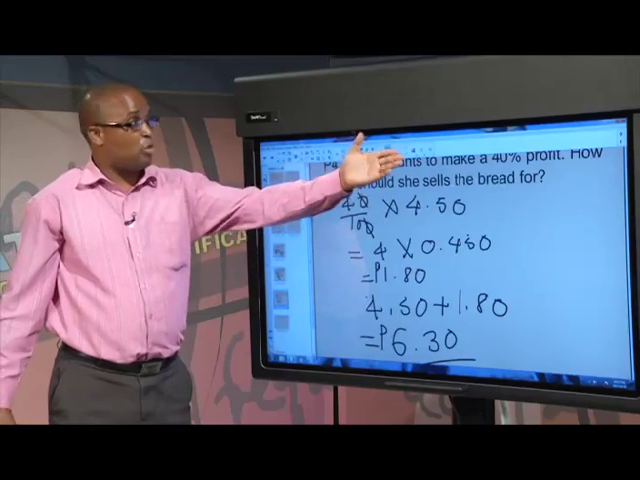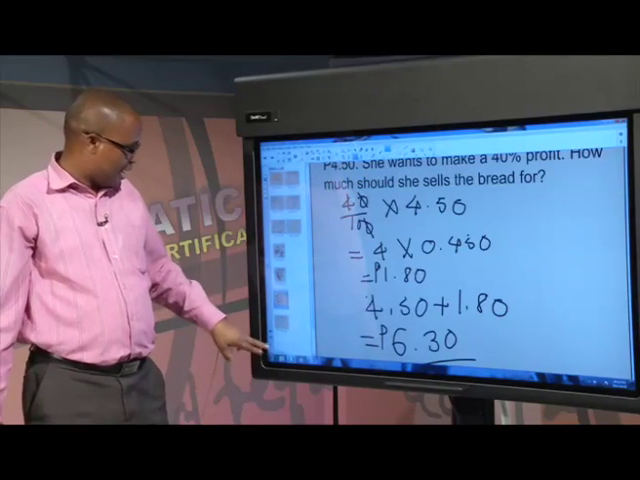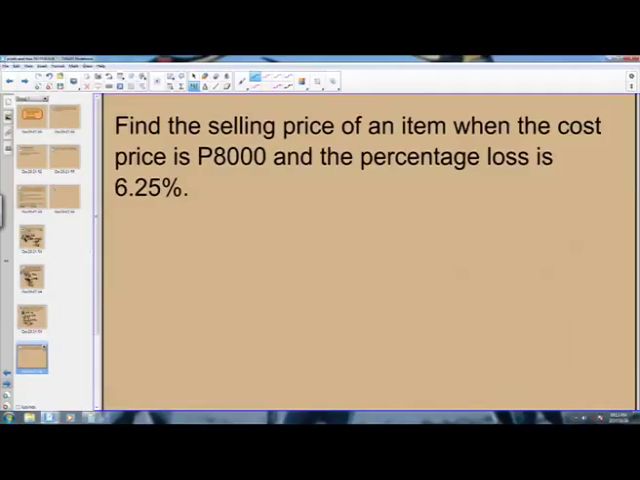This was a percentage profit. Now what about percentage loss? Let us have a look at an example which involves percentage loss. It says, find the selling price of an item when the cost price is 8,000 and the percentage loss is 6.25. So we are going to start by calculating what 6.25% of 8,000 is.